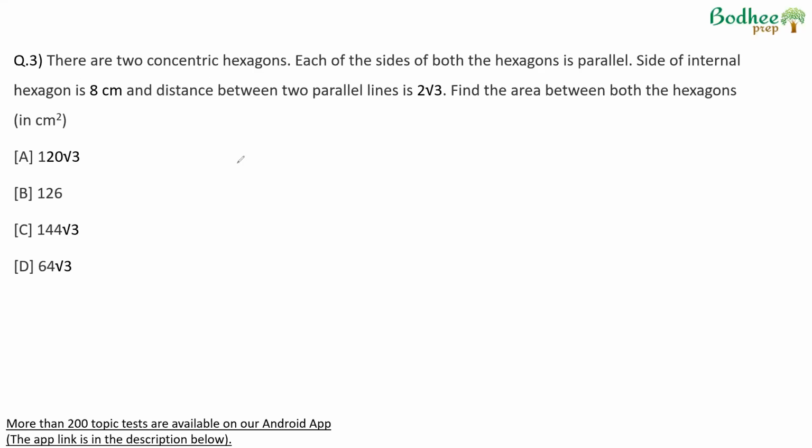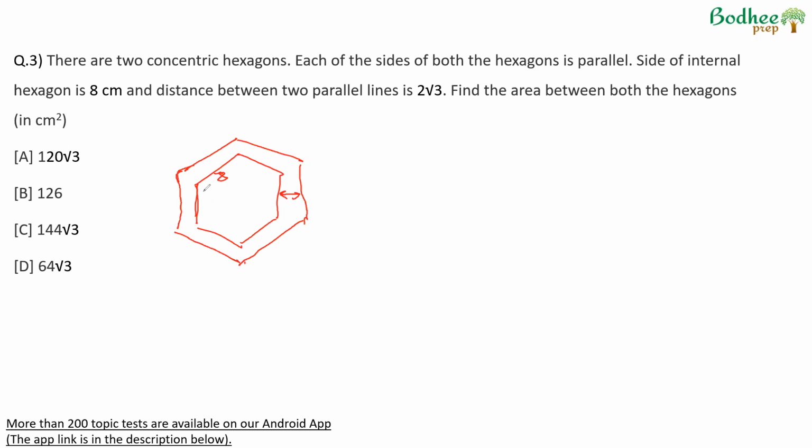There are two concentric hexagons. One hexagon, the other hexagon, something like this. Each side of both the hexagons is parallel. Each side of the internal hexagon is 8. And the distance between parallel lines is 2 root 3. Find the area between both the hexagons in centimeters square.